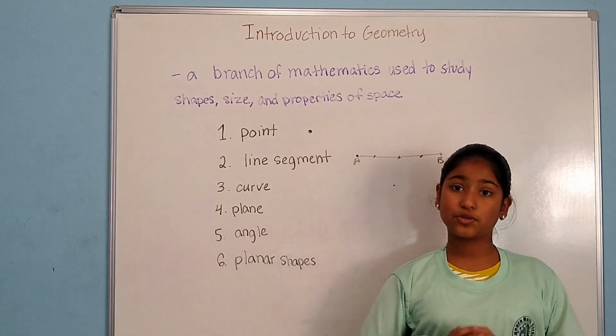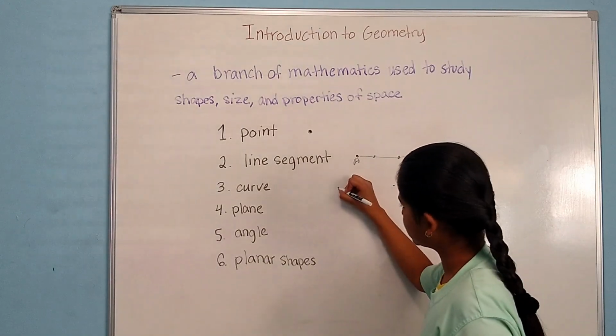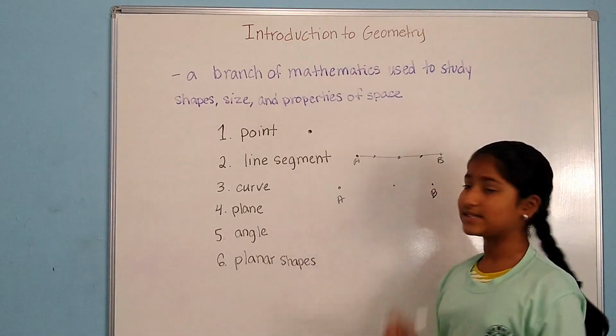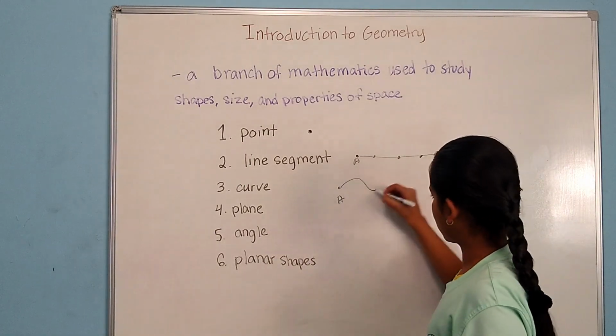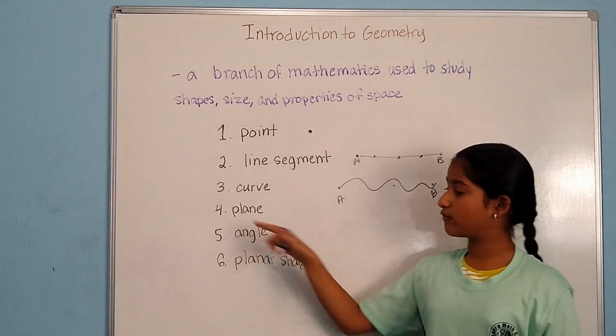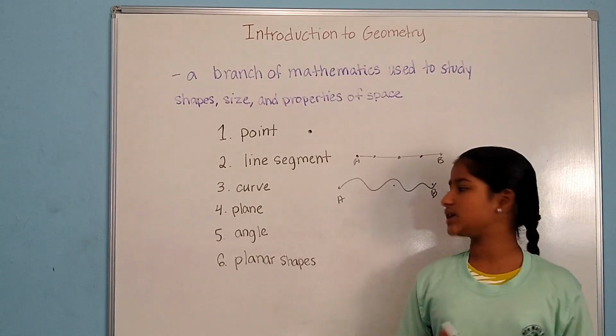Now let's learn about number 3, a curve. Now, once again, it is the distance between 2 points, such as A and B, except the distance doesn't have to be straight. It can be curved like this. It can be curved in any way. And number 4 is a plane. A plane is a flat region with only 2 dimensions.